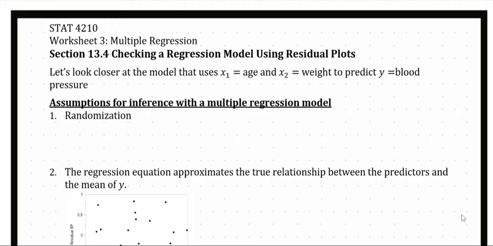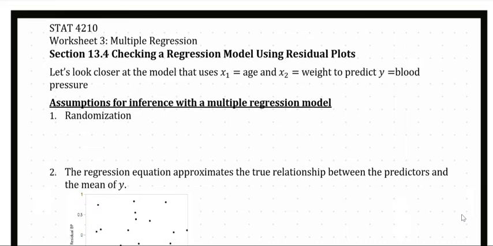So this is going to be a quick video showing how to check a regression model's assumptions using residual plots. Now remember, these assumptions are the same as we saw for simple regression, we just have to extend our checking for multiple regression. So what are the assumptions and how do we check them?